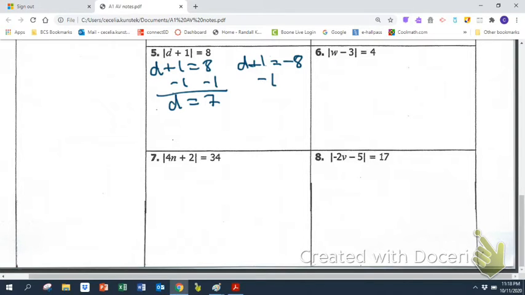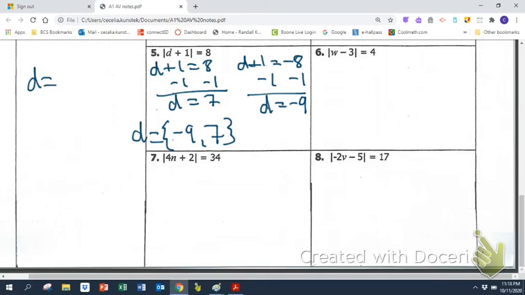And then on this side, we're going to subtract 1, and then we're going to have d is equal to, well, a negative 8 minus 1, that's going to be a negative 9. So we're going to write this as negative 9 and 7. d is equal to negative 9 and 7. You're also going to see this written as d equals negative 9 and d is equal to 7. You might see it written in different ways like that as well.